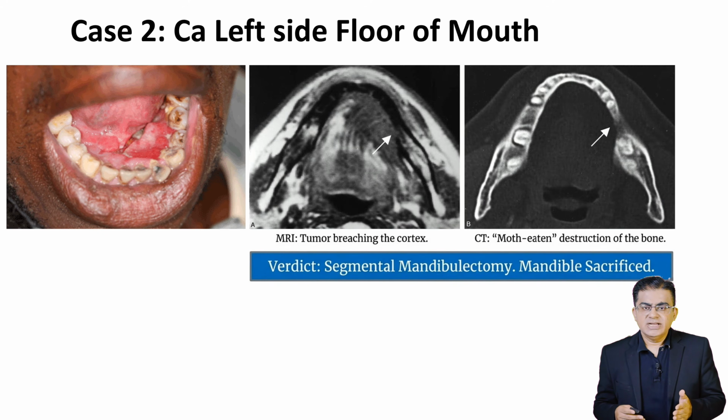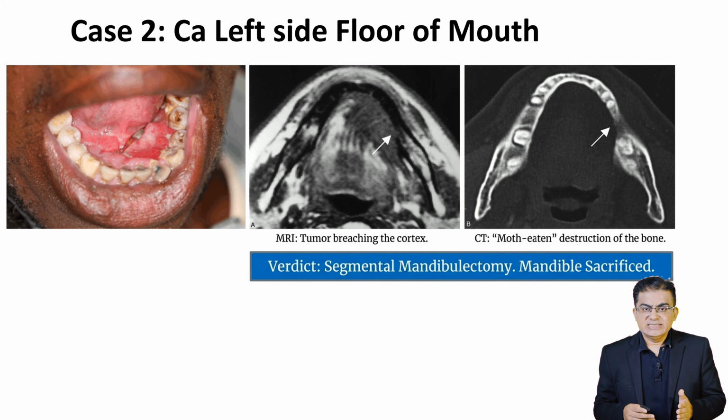Look at the MRI on the left. You can clearly see that the dark tumor signal has not only pushed up against the lingual surface of the mandible, it has completely breached the cortex and replaced that bright marrow signal inside the jaw.